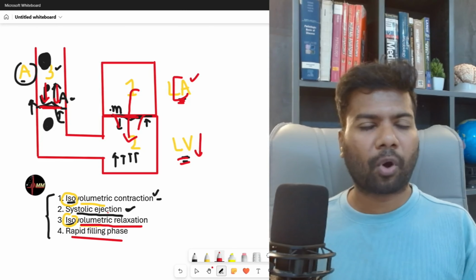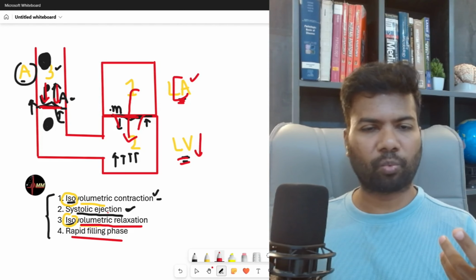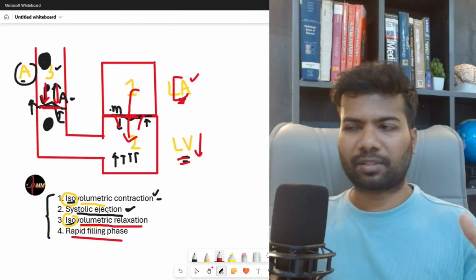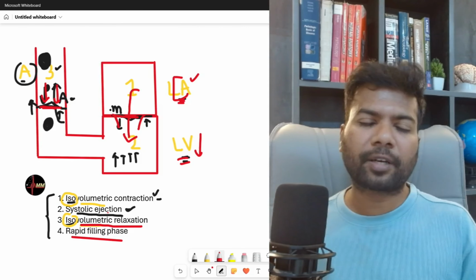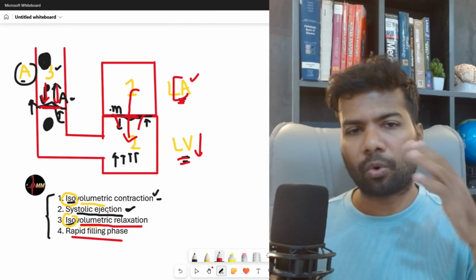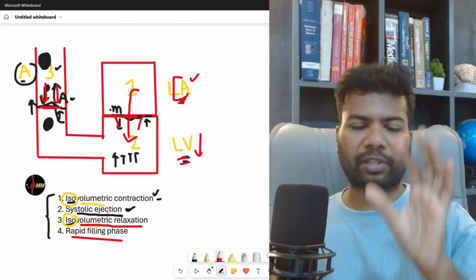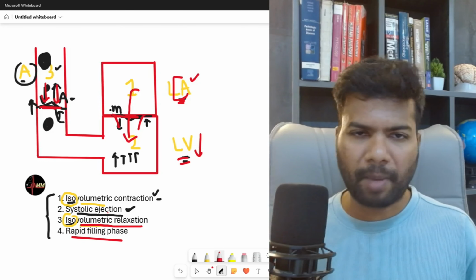So the whole point is to imagine where the pressure is high, whether in the left ventricle it is high or low. It's a play between the pressures, and this play between the pressures opens or closes the valve, and the whole idea is that the blood should move from the left atrium to the left ventricle and then into the aorta. There should not be any back leak.